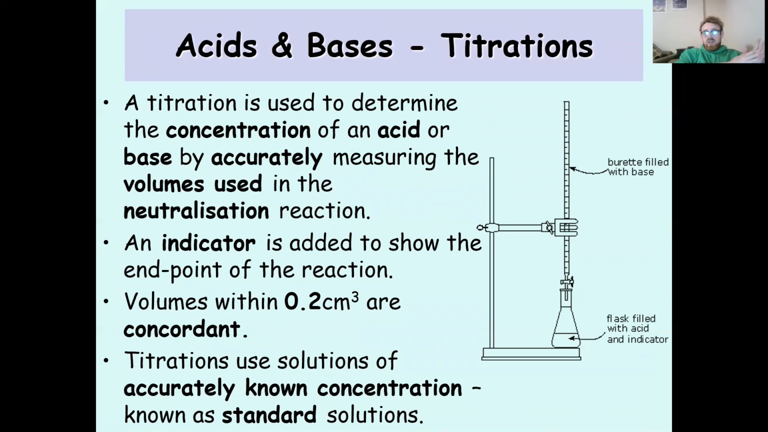Titration. So remember, titration can be used to determine the concentration of an acid or base by accurately measuring the volumes used in the neutralization reaction. An indicator is added to show the end point of the reaction. In acids and bases, that tends to be phenolphthalein, which is colourless and turns pink when the reaction is done. Volumes within 0.2 are concordant. That means that those are the only volumes that we're going to use in our calculation. Remember, in order to get a really accurate result, we need concordant results, and that's within 0.2 centimetres cubed. Titrations use solutions of accurately known concentration, known as standard solutions.